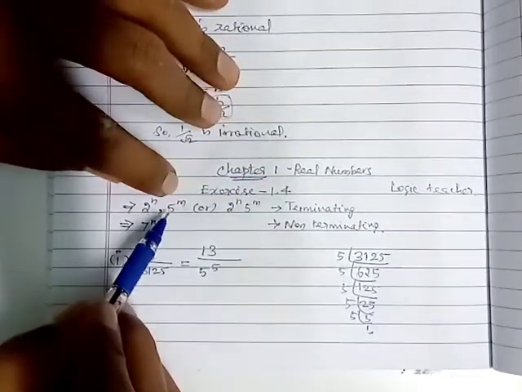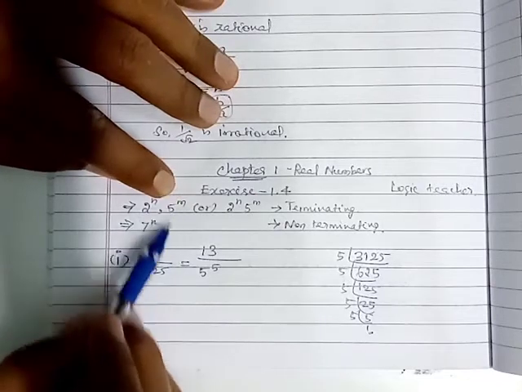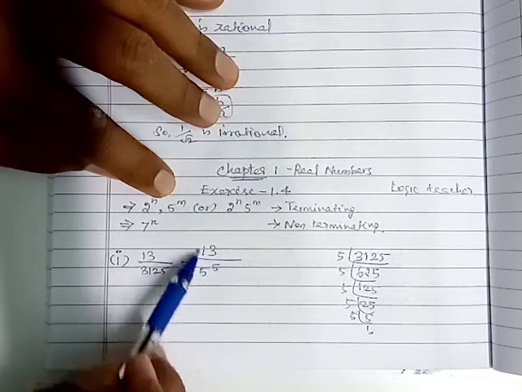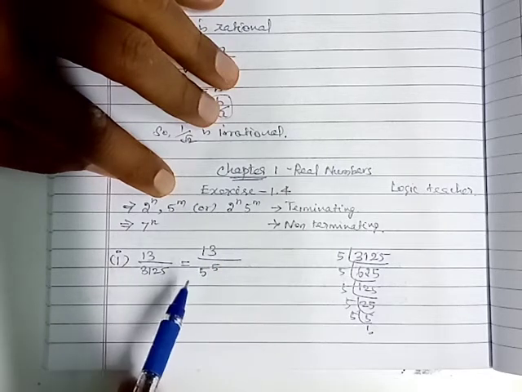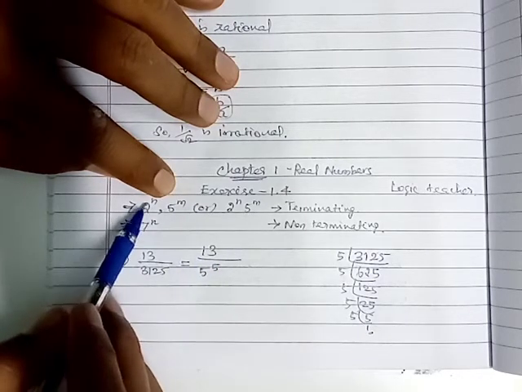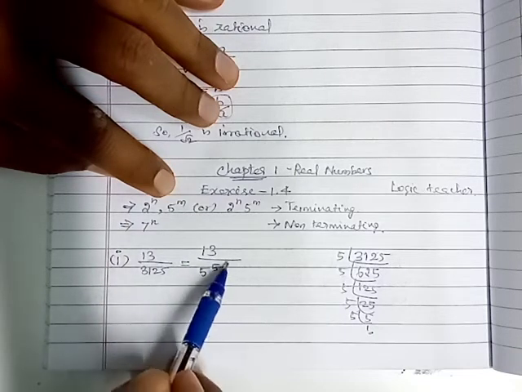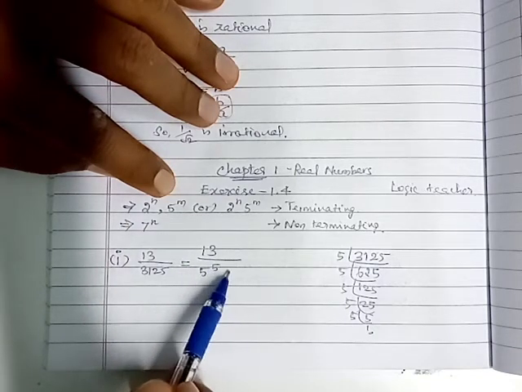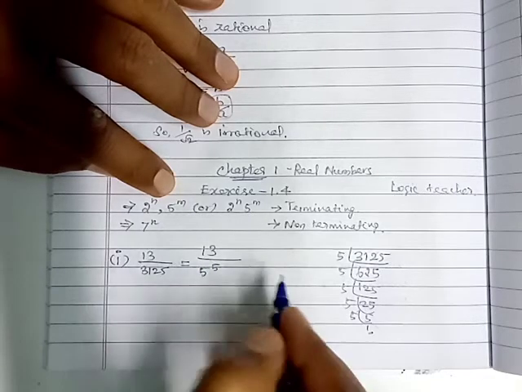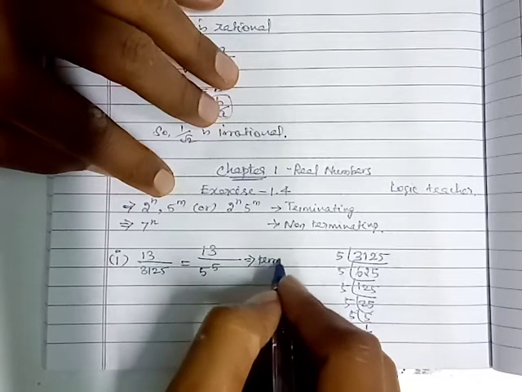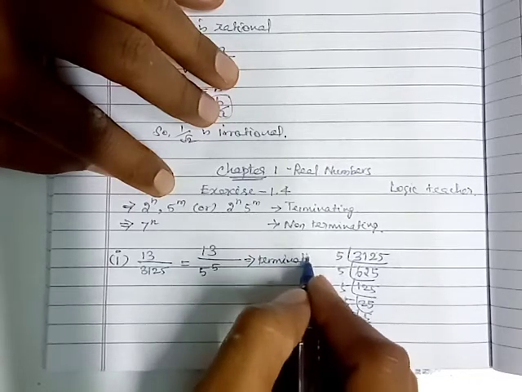See, you have 5 power something here. This is a variable, right? 5 power something. So if you have 2 power something here, that is also terminating. If you have both 2 and 5 powers in this denominator, this is terminating, right?